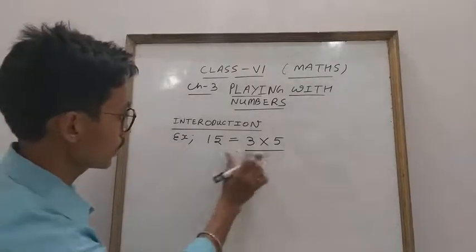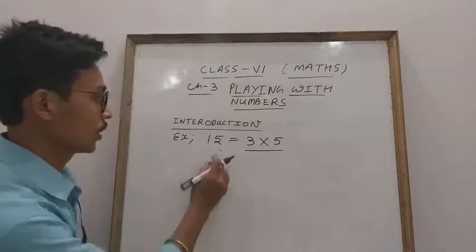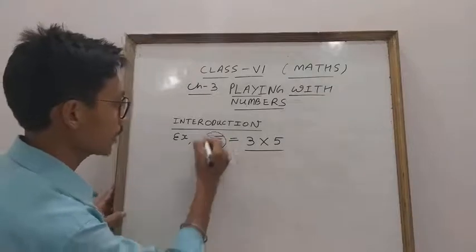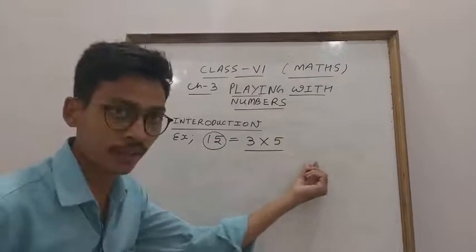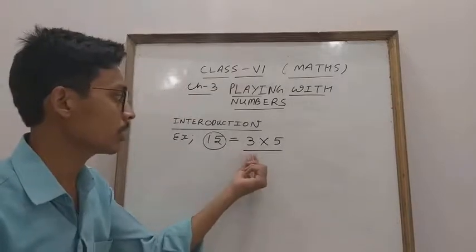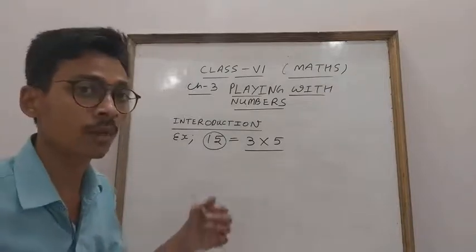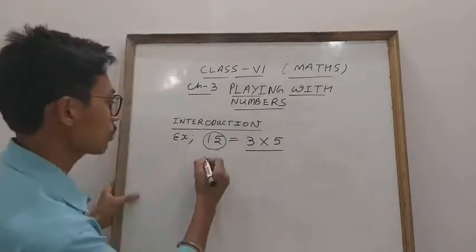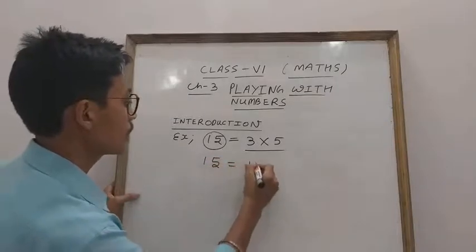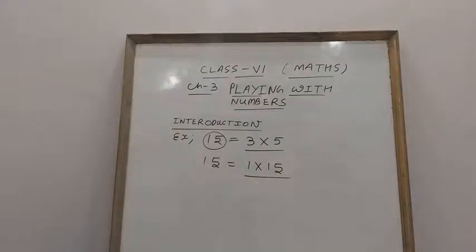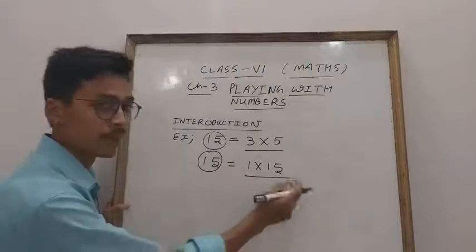Now students, in this example I will show you which one is a factor and which one is a multiple. See, 15 will come in the table of both 3 and 5. Clear, students? It will also come in the table of 1 and the table of 15. 15 you can also write as 1 multiplied by 15. So here also 15 will come in the table of 1 and 15, students.